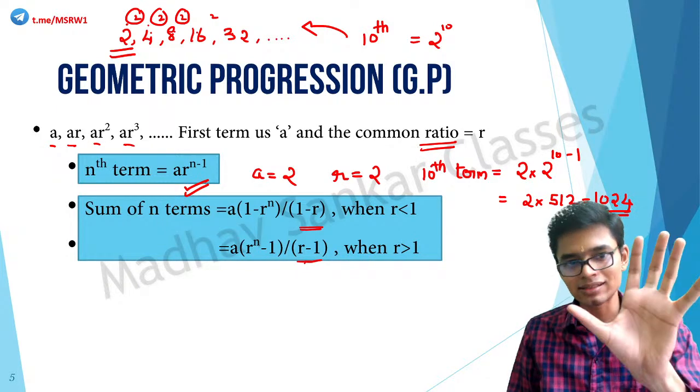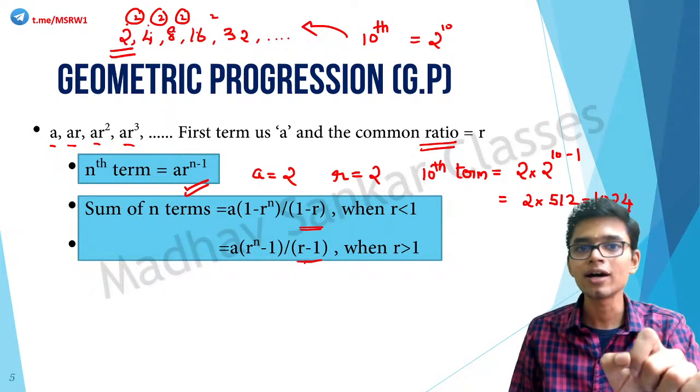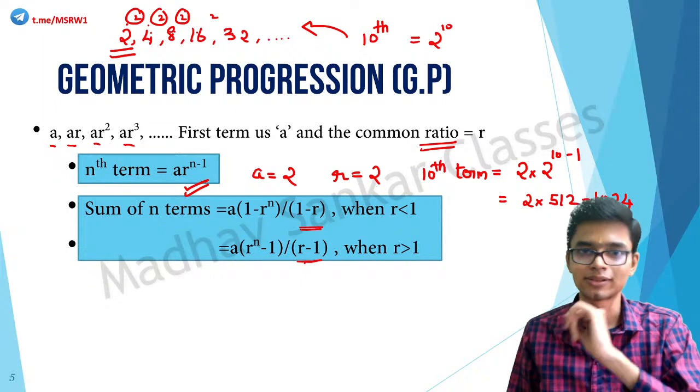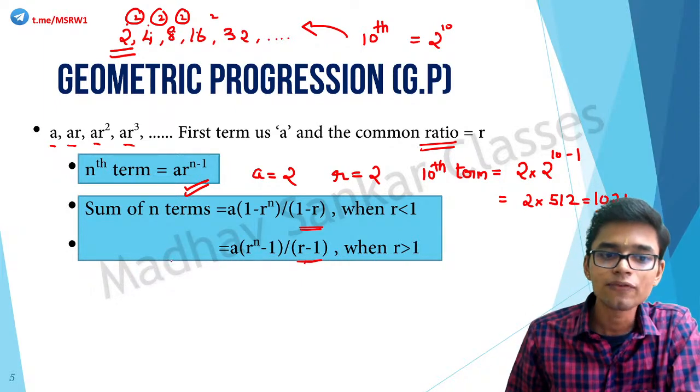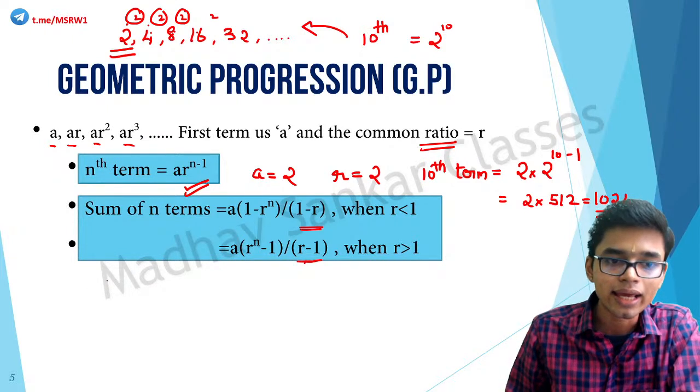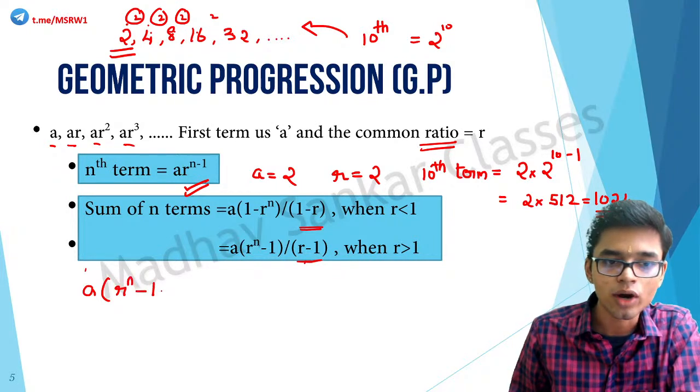So let's again take the same example and use this formula to find the sum of n terms. The sum of n terms is equal to A into (R raised to n minus 1) by (R minus 1).